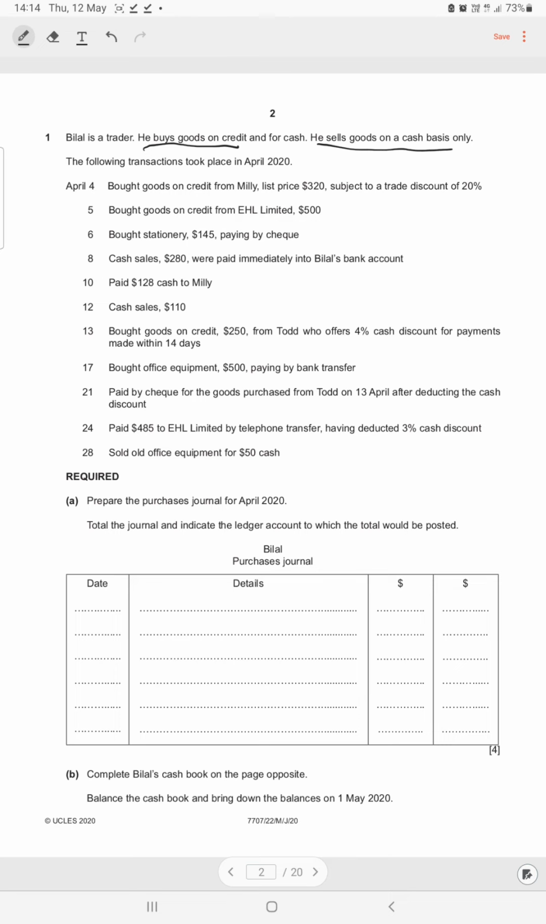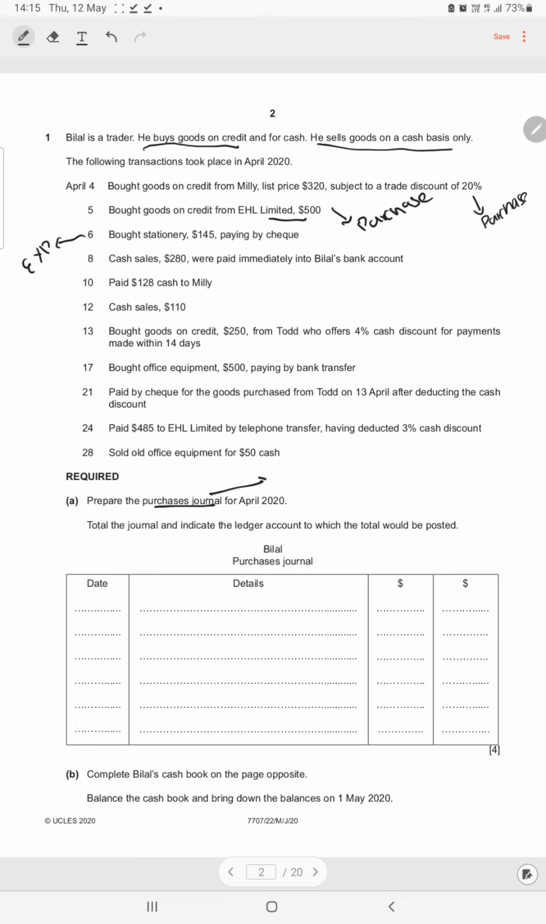Bought goods on credit. So this is a purchase. The objective here is to determine what are the purchase entries and what are the sales entries. Bought goods on credit, again a purchase. Bought stationery, paying by check. Remember, we are recording this as a purchase, but this is an expense because stationery is not a trading good. Now, the question is asking us to prepare a purchase journal.